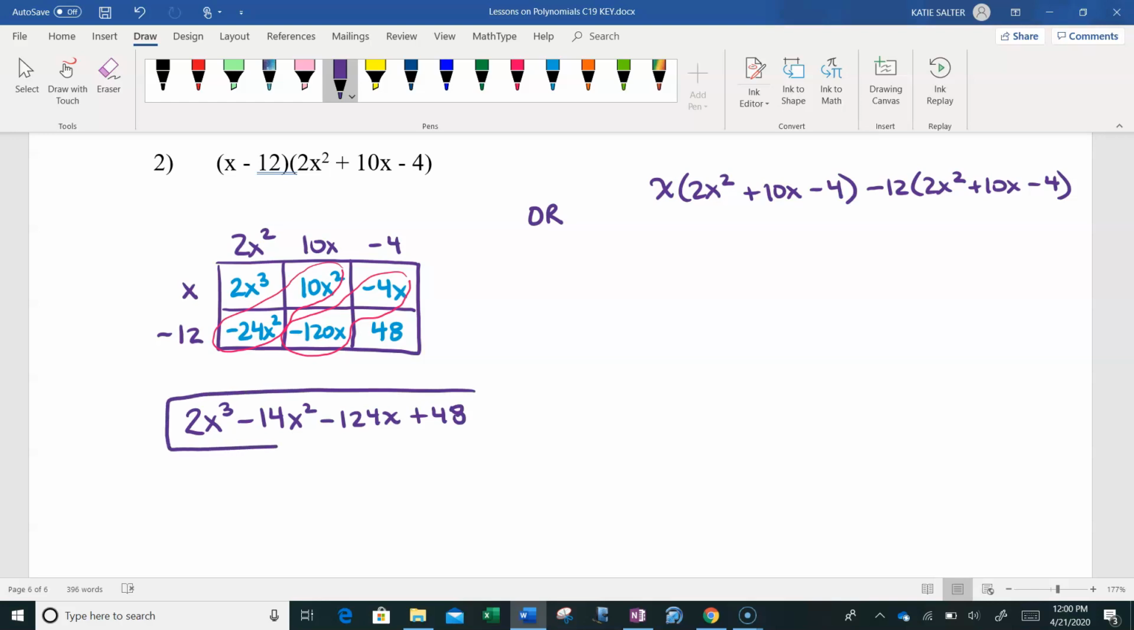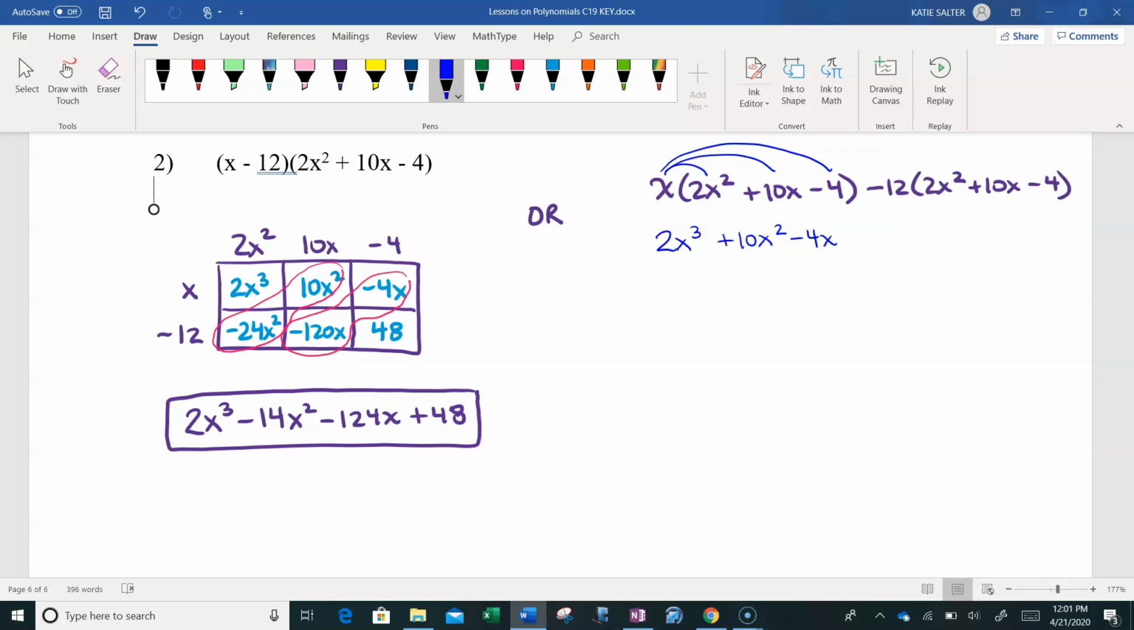If you really cannot stand the box and you don't like doing it that way, let's say you do it the distributive way. I just want to go through this with you real quick and show you what I would do to make it a little less complicated. So we distribute the x to the trinomial and then the negative 12 to the trinomial. You're going to see that you get the exact same terms that we had in our box. So x times 2x squared is going to give us 2x cubed. X times 10x is going to give us 10x squared. X times negative 4 is negative 4x, just like you see in this first row in the box.